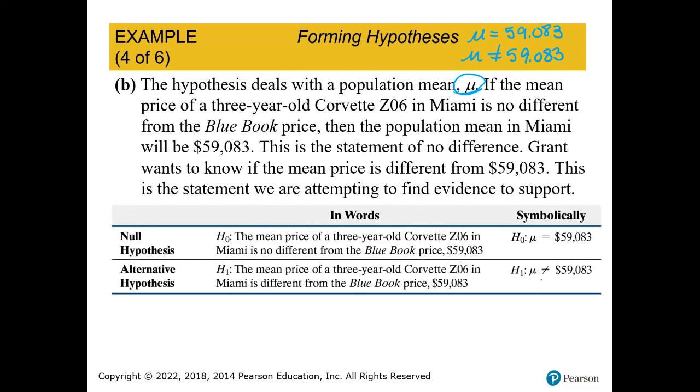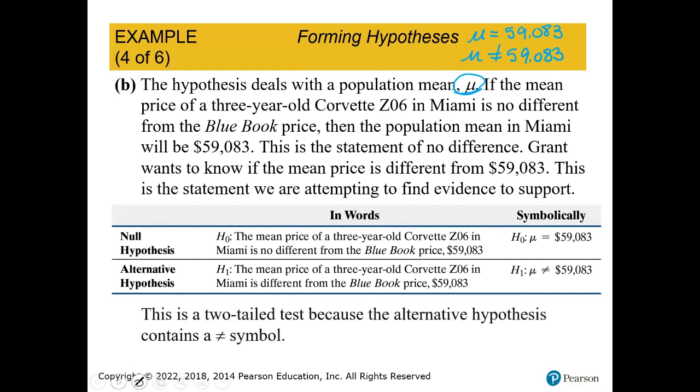Anytime we do a not equals to test, this is a two-tailed test. We are testing smaller or bigger. And we are testing a mean.